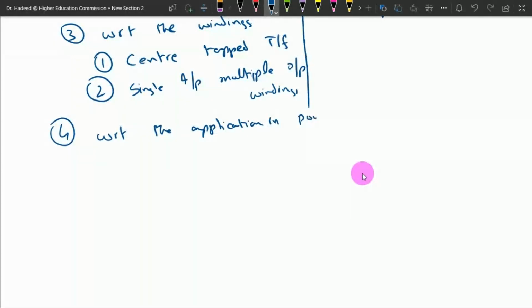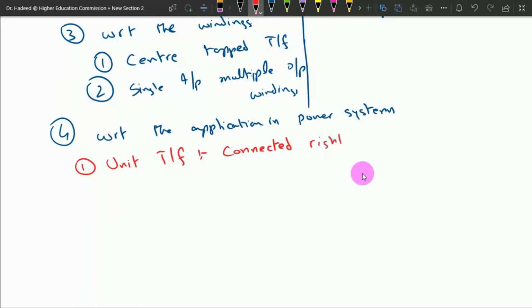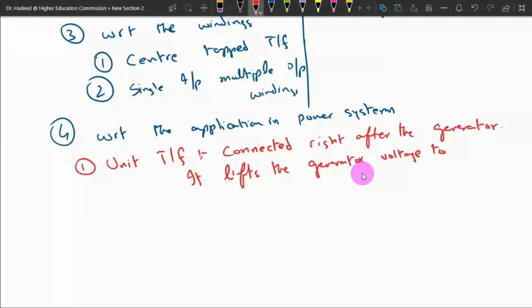in power systems. For example, we may have a transformer known as a unit transformer, which is connected right after the generator, and it lifts up the generator voltage to the transmission line voltage.